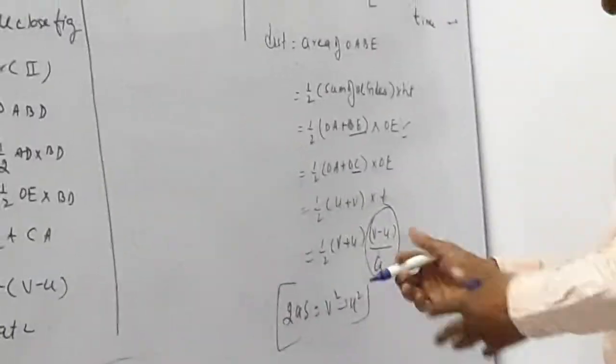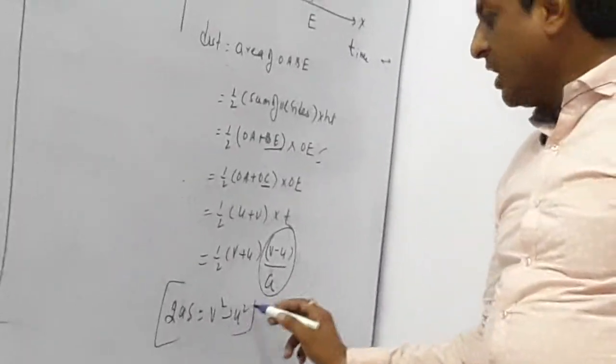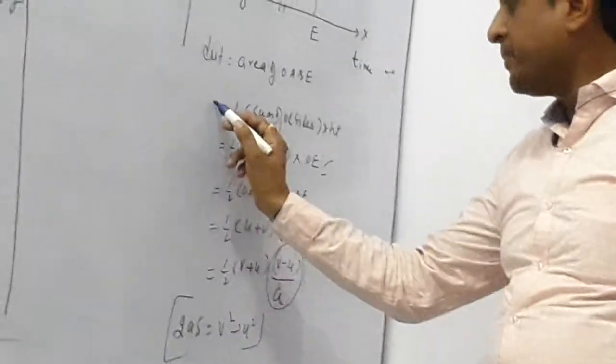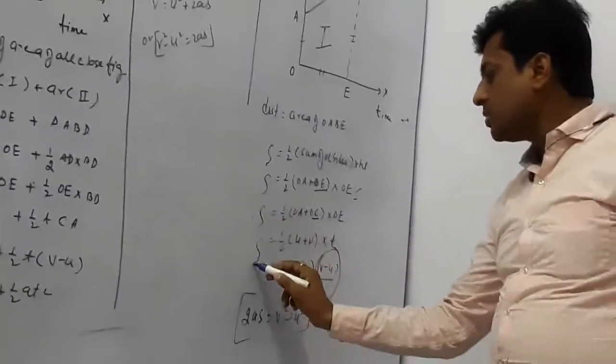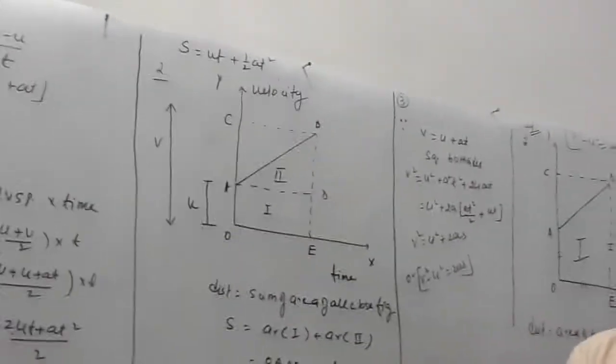So when you collect, this is the (a plus b) into (a minus b) formula, a square minus b square. So you will get v square minus u square. a will shift this side, 2 will shift this side. This is distance. So this will come as 2as. So these are the three derivations of the equations of motion with the help of graph.